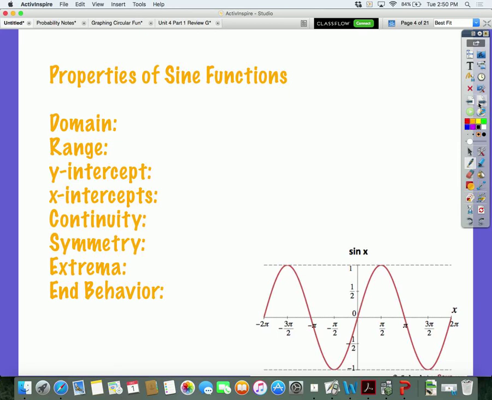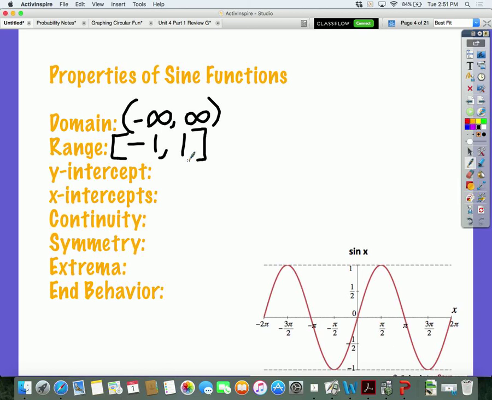But before we do, let's take a look at some of the features, properties of sine functions. You guys have already answered most of this already, so you should be able to fill it in. Domain of sine is negative infinity to infinity. It's not just bounded between -2 pi and +2 pi. Keeps on going. The range. Are they included? Yes, they are. So they're brackets. My y-intercept. What is it? 0, 0.